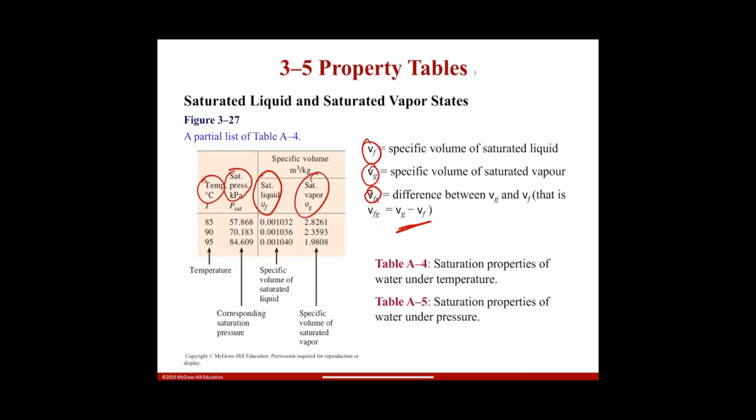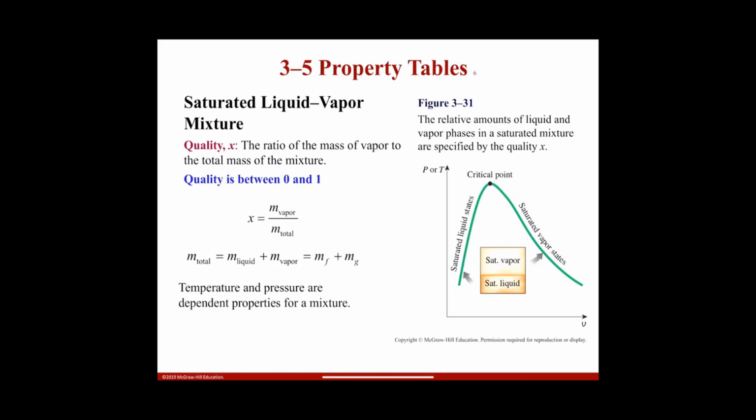And why is this important? This is important because we need to know exactly how much gas or how much liquid I have in my mixture. So we're going to define something that is called quality, X. So quality X is pretty much the ratio of the mass of vapor to the total mass of the mixture. Quality will be between 0 and 1. Okay, remember that quality will go between 0 and 1. How do I calculate quality? Pretty simple. You will be given the amount of vapor that you have and also the amount of the whole mixture that you have. If you divide the mass of the vapor by the total mass, then you will get quality.